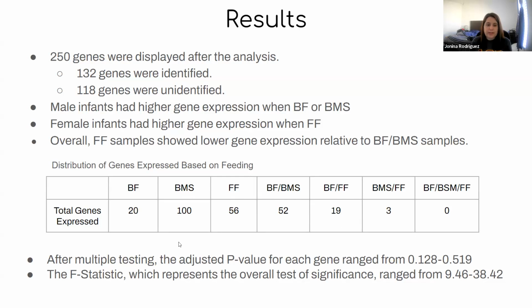So the one thing that we want to analyze is that after multiple testing, I talked about the adjusted p-value for each gene that ranged from 0.128 to 0.159, which is the significance of that. And you just want to make sure that it measures the probability of obtaining the observed data. And then we have our F statistic, which actually combines all the T statistics that you would see normally in a microarray analysis. And this represents the overall test of significance, which is we want to make sure that our observed genes are matching our hypothesis. And those ranged anywhere from 9.6 to 38.4 within gene expression.